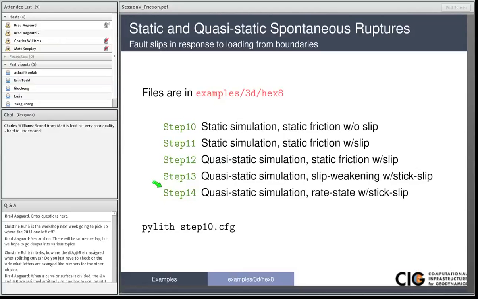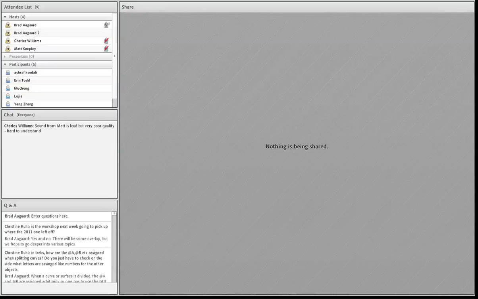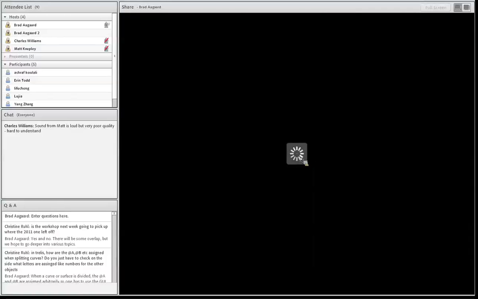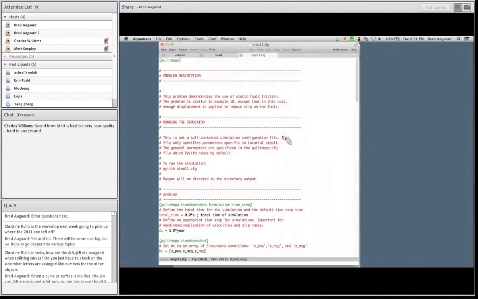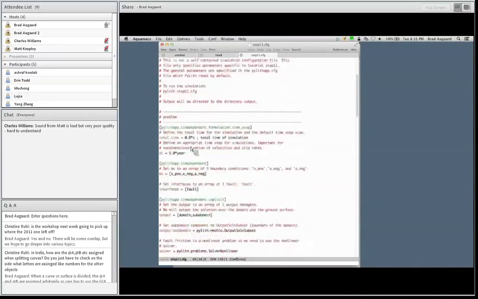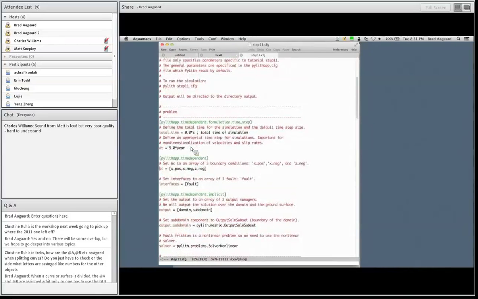So let's look at step 11. So I'm going to bring up, let's bring up Emacs. So here we are, we're at step 11. And so let's look at what we have here. This is going to be a static simulation. So we have a total time of 0 seconds.